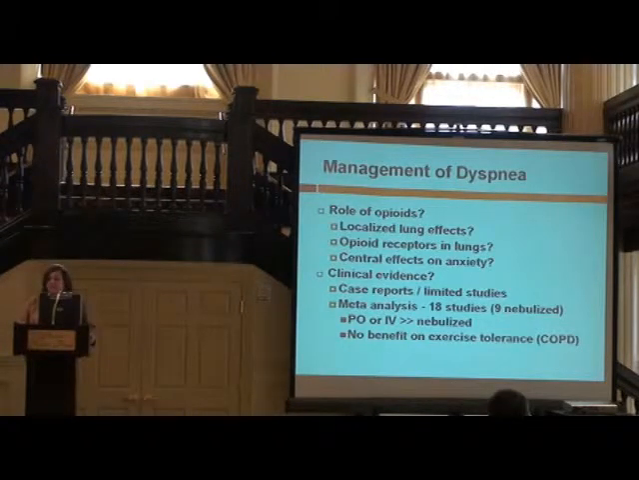There was a meta-analysis that was published in Chest a few years back, and they looked at about 18 studies. 9 of these studies included nebulized opioids. 5 of the studies were actually eliminated from the final report of the meta-analysis. What they concluded was that the oral or IV formulation of any of the opioids, mainly morphine is what they used, is more effective than the nebulized formulation. And one of their big outcomes, and I think most of these studies included patients with COPD, they concluded that there was no effect on exercise tolerance.